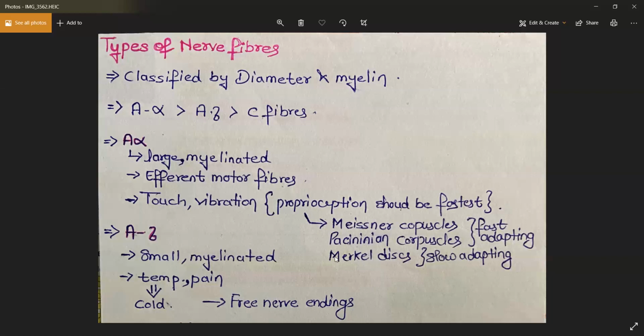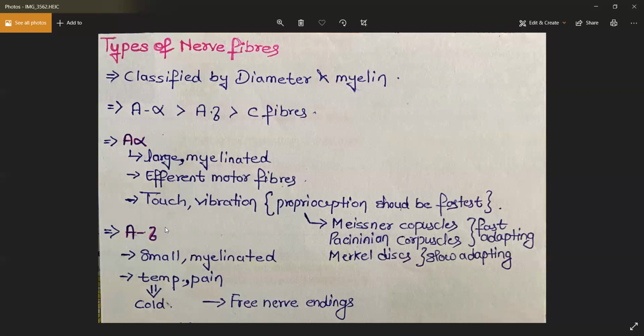But the Merkel discs are very slow adapting. Whenever you hold a pen or a marker in your hand, you know that the marker is still in your hand because the Merkel discs are sending impulses for that touch, right? If it was the Meissner or the Pacinian corpuscles, then after some time you could not feel the marker in your hand because these corpuscles would adapt to that environment very soon. Are you getting my point? Okay, so note that point.